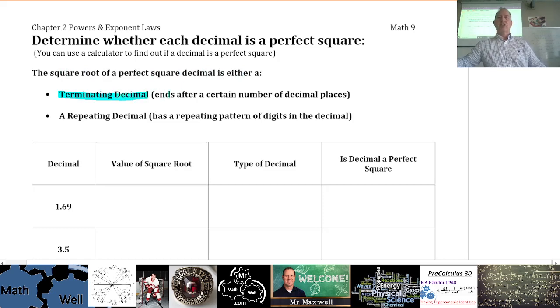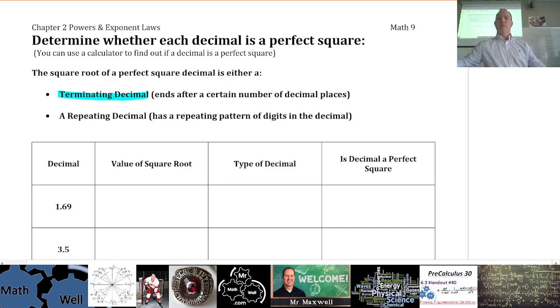The square root of a perfect square decimal is either a terminating decimal, and terminate means to end. So if you have a decimal that ends, like for example 0.16, stop, that's a terminating decimal. But 0.2478951 doesn't seem to stop. If it fills up your entire calculator screen, it does not seem to stop. So that's not terminating.